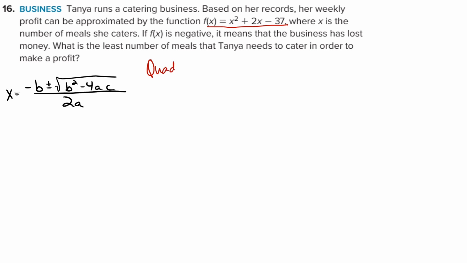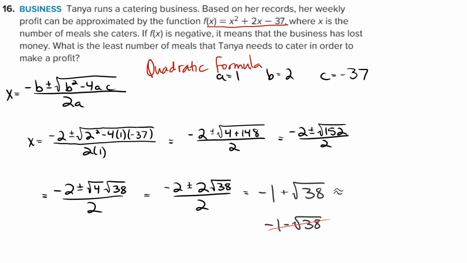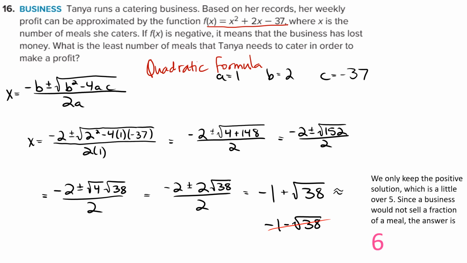I'm writing here, where the inside square root part is the discriminant. A, B and C are given here to you, so just put in the value. A is 1, coefficient of x square, B is 2, C is minus 37. Plug in the value, simplify, and this comes out to be approximately 6.